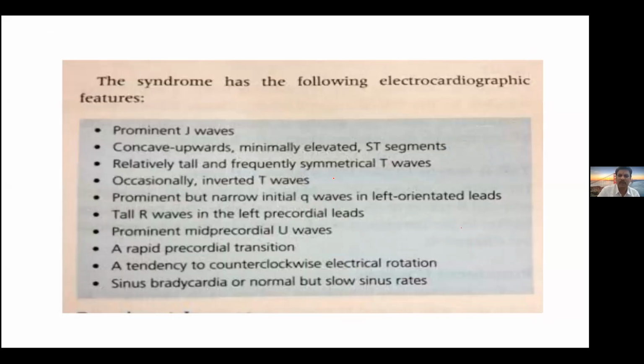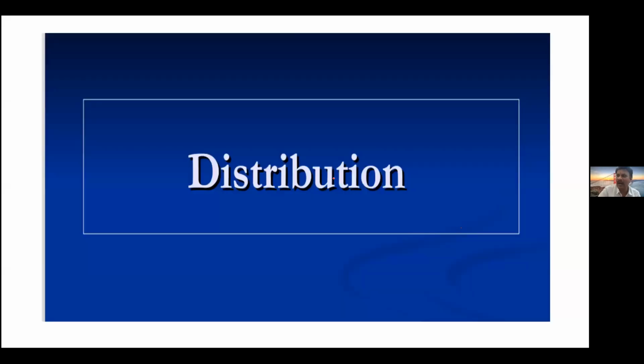So the prominent features: J waves, concave upwards, relatively tall and symmetrical T waves, occasionally inverted T wave also can happen there. Tall R waves in the left precordial leads, young individual, bradycardia will be there. So these type of individuals, this is what is called early repolarization, and this ST elevation is benign. You need not panic.